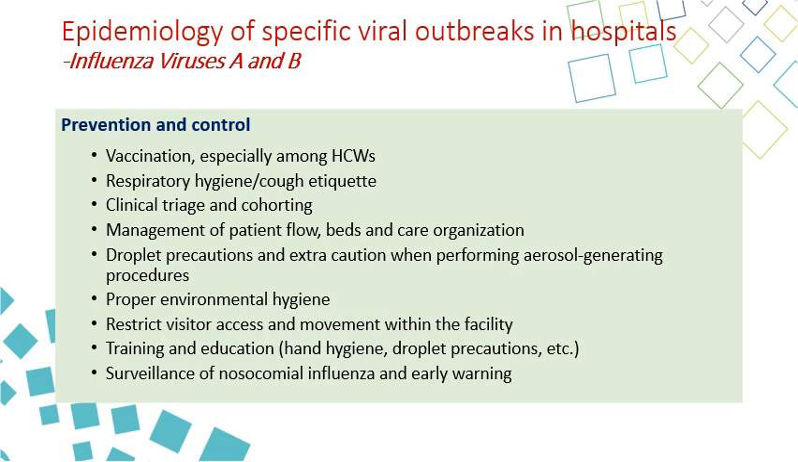For prevention, the preventive measures are the same as those for respiratory infection. And there is vaccination, fortunately. We can use it for patients and healthcare workers. The preventive measures include respiratory hygiene, cough etiquette, triage, cohorting patients with the same diagnosis in the same room, management of patient flow, beds and care organization, so as not to allow patients to be exposed to respiratory symptoms, droplet precautions, and extra caution when there is an aerosol generating procedure. Maybe there is airborne spread, but the main way of transmission is droplet transmission. That's why we need droplet precautions.